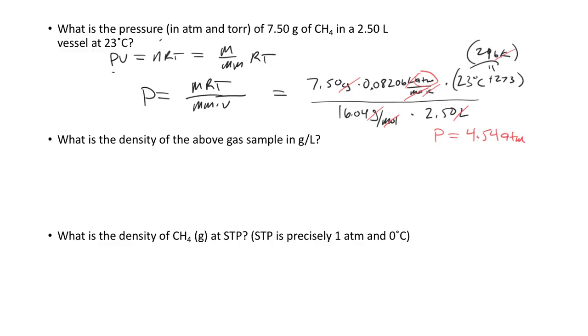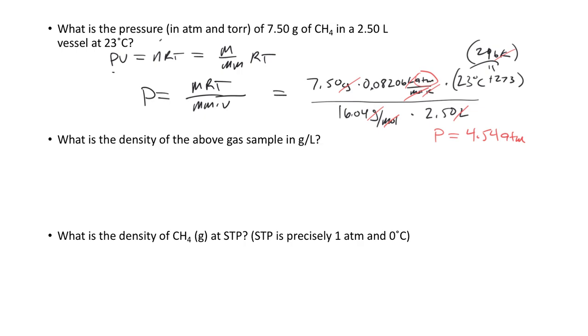Now, this gas sample is at a higher temperature than STP, higher than 0, and it's at a higher pressure. It's at 4.54 atm, and we had 2.5 liters. What do you think the density would be?